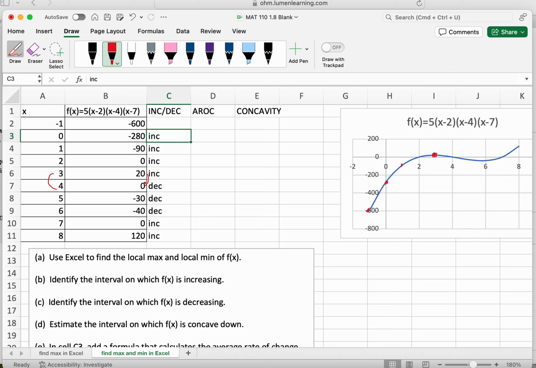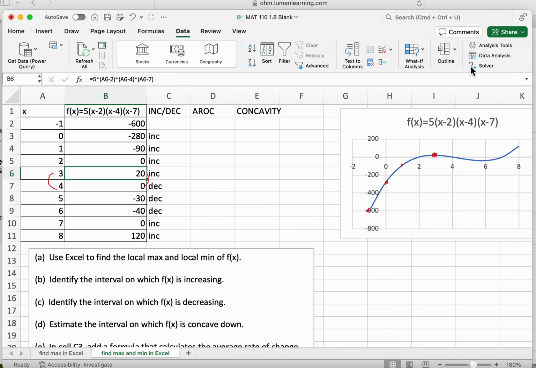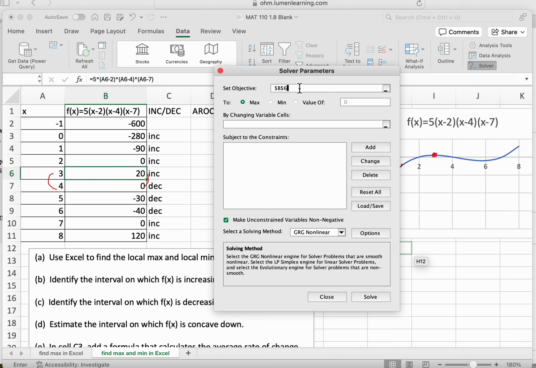So I want to find the exact value of x that will give me a maximum. And the way that I do that is I use Solver. So I'm going to look in my table and I want to see where the maximum value is in the table, right here, 20. And to find the exact value, I'm going to do Data, Solver, and we can see here on Solver, I can say I'm interested in cell B6 and I want to force it to find the maximum.